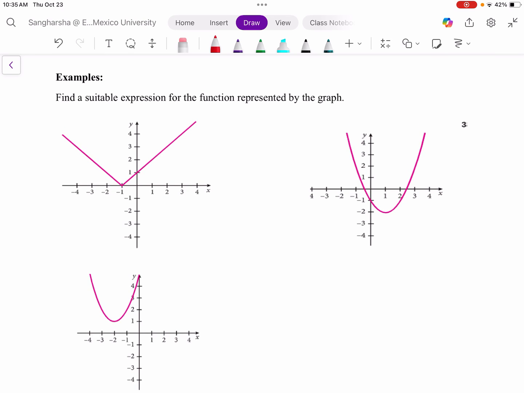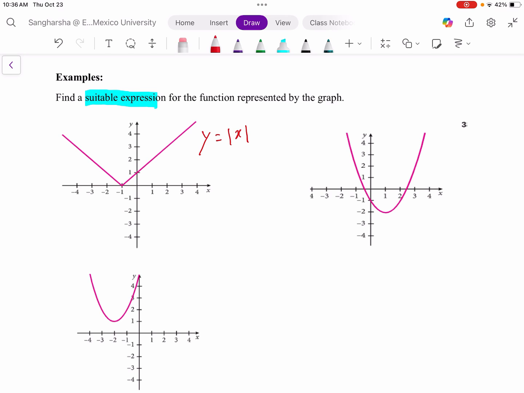Now we have more examples here. Here we have to find a suitable expression for the function represented by the graph. So we have to find the equation for this graph. At first, what is the shape of the graph? It's a V shape, right? V shape means what should be our basic function? Absolute value. So let's start by writing a basic function. This is not the final answer. We start by writing the absolute value of x as the basic function.